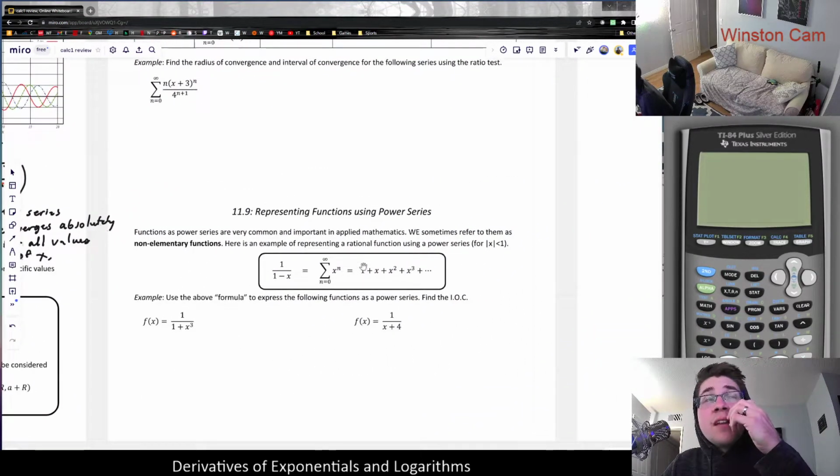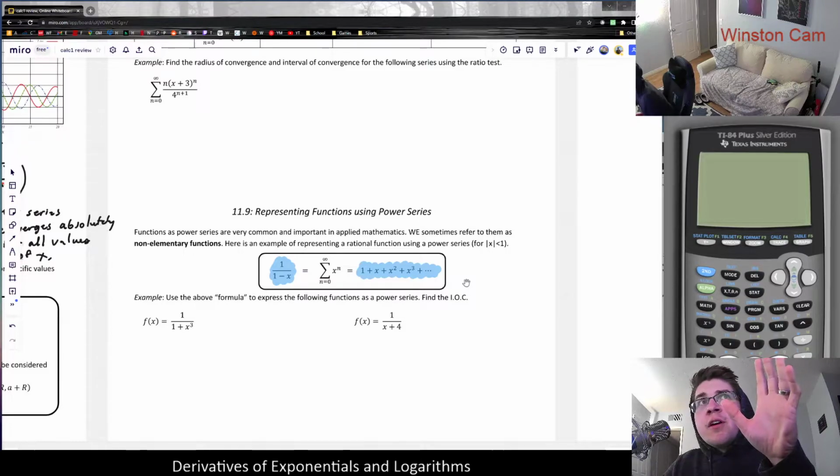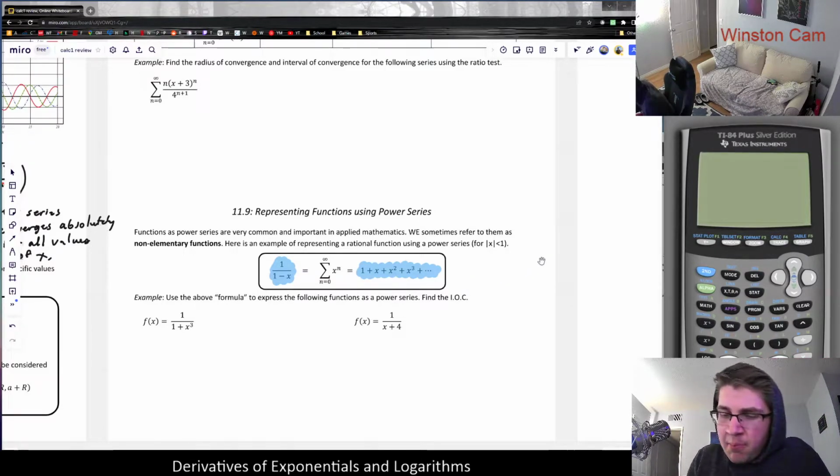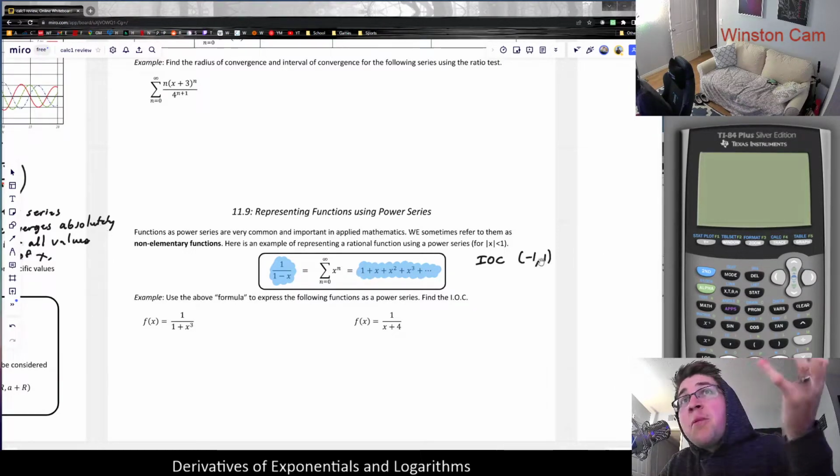And that's exactly what the formula here says. We have 1 over 1 minus x is equal to the sum of x to the n as n goes from 0 to infinity, which is equal to 1 plus x plus x squared plus x cubed. But essentially, this is a formula which equates 1 over 1 minus x to an infinite series of polynomials. Now, before we work on this a little bit further, let's think about plugging numbers into this. And also, it's important to note that the IOC is minus 1 to 1. All that means is this formula is only valid if x is between -1 and 1. If I try to plug in 5 for x, this formula is not going to make sense.